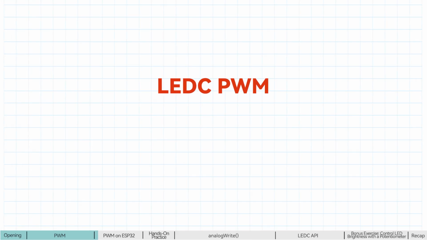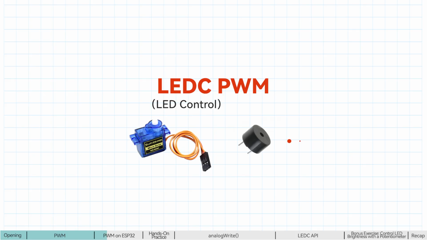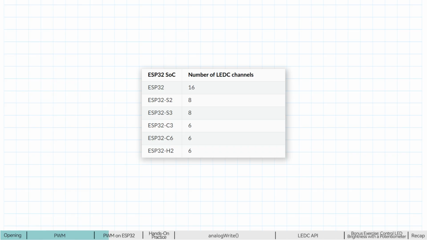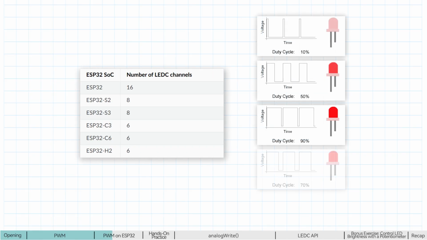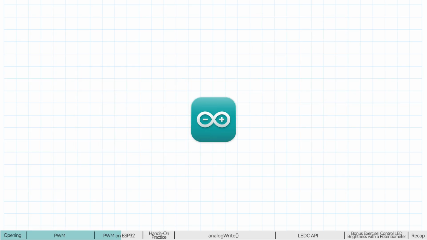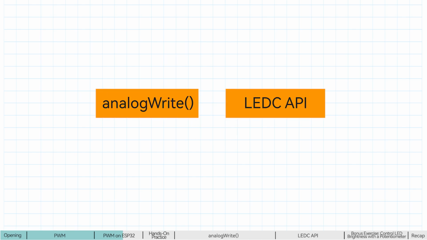We use the LEDC PWM controller peripheral on the ESP32 to control LED brightness. Note that although it is called an LED controller, it can also generate general-purpose PWM signals to control other devices like servos. The ESP32 SoC integrates multiple LEDC channels. The exact number depends on the specific SoC model. Each channel can generate independent waveforms, meaning you can control multiple pins to output PWM signals with different frequencies and duty cycles simultaneously. In the Arduino programming environment, we mainly use it in two ways.